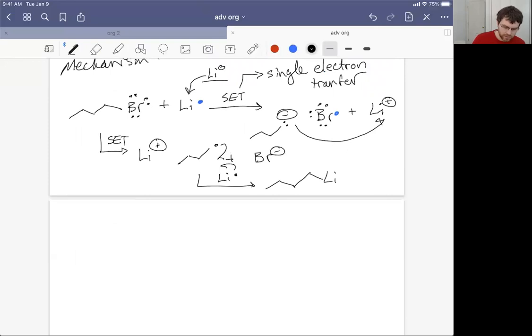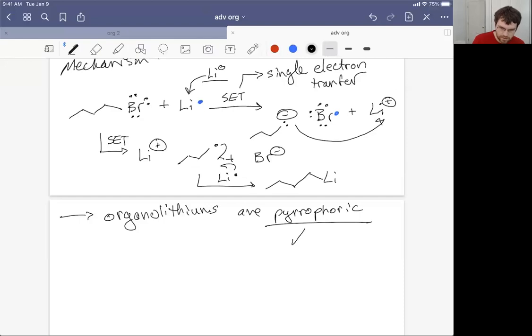But let's end this one by talking about the biggest drawback of organolithiums, and that is that organolithiums are pyrophoric. What that means is they will detonate, and detonate is as scary as it sounds, upon exposure to moisture in the air. Okay.